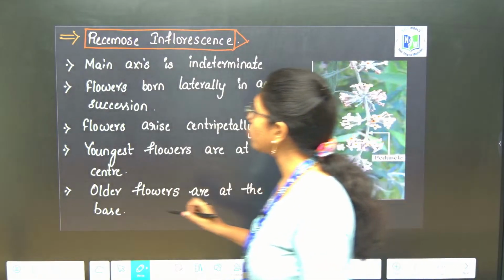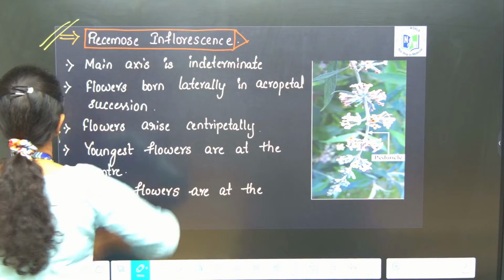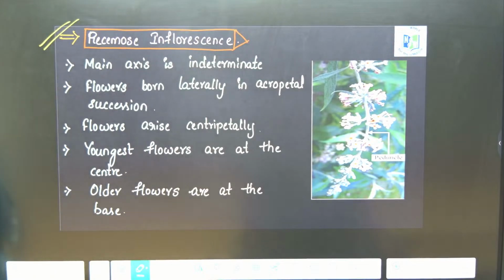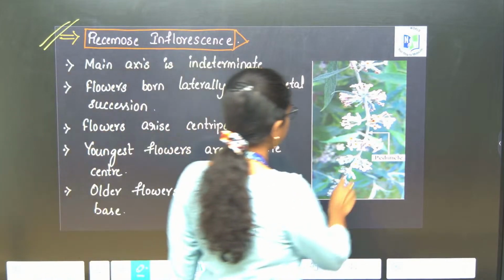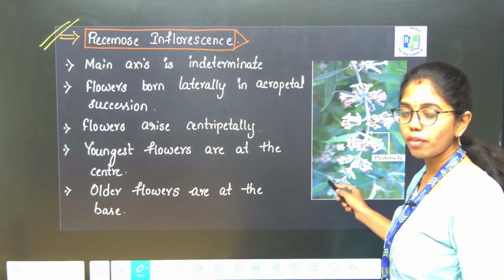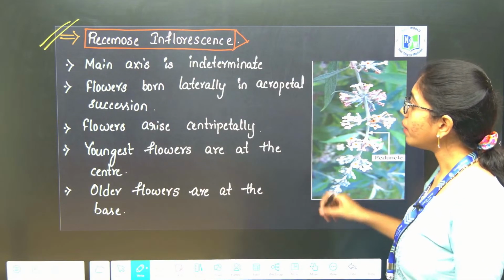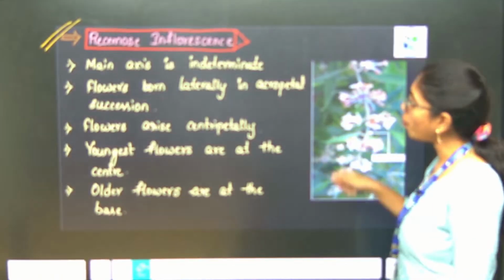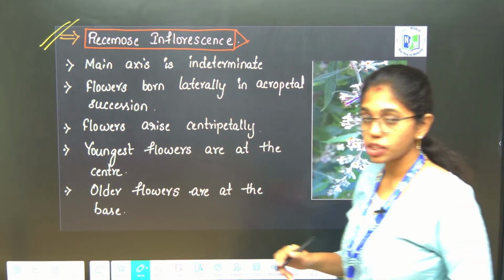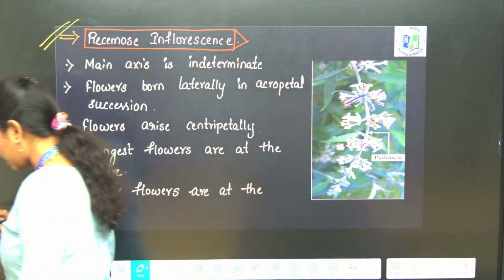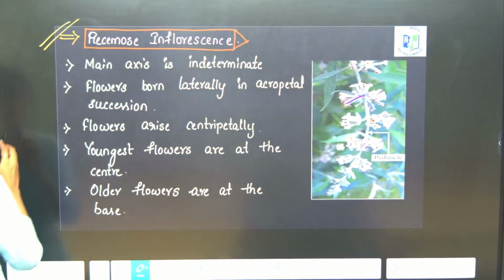So here, look at the general characteristics of racemose inflorescence. In racemose inflorescence, the main axis is indeterminate, that is, it will not terminate in a flower. Here the main axis is completely indeterminate. And flowers are borne in acropetal succession. Acropetal succession means young flowers will be at the center and old flowers at the base.